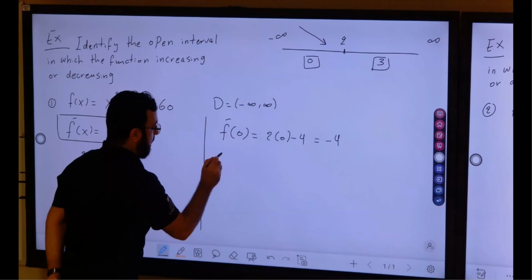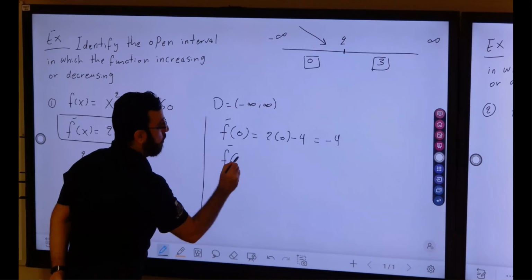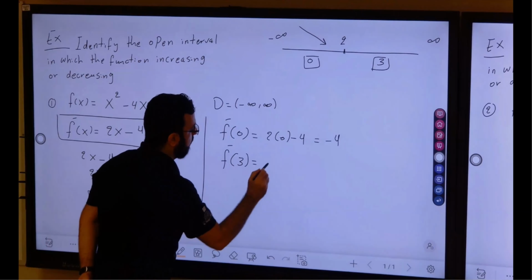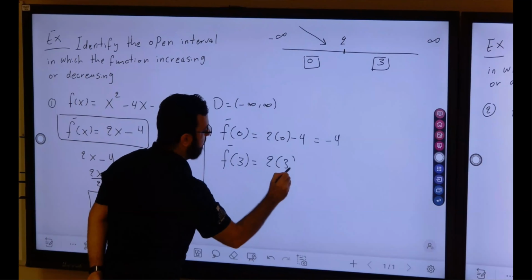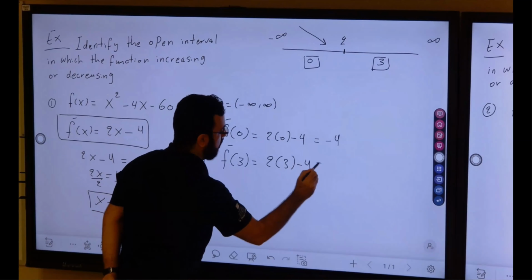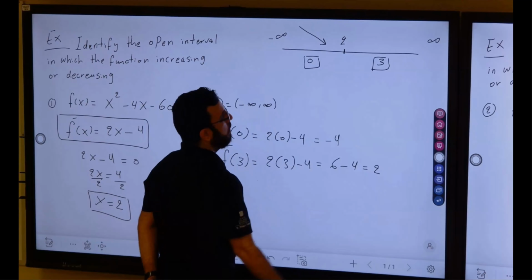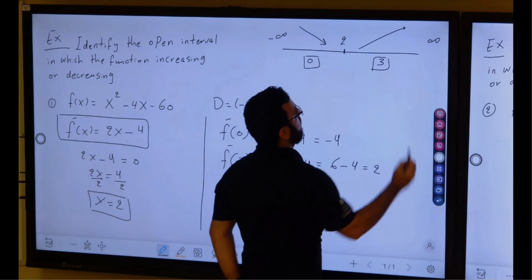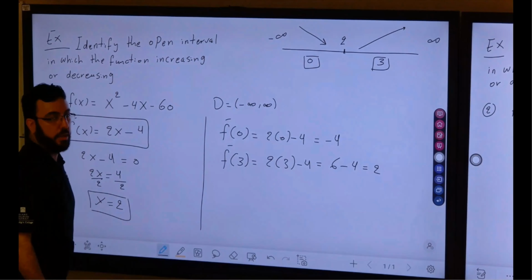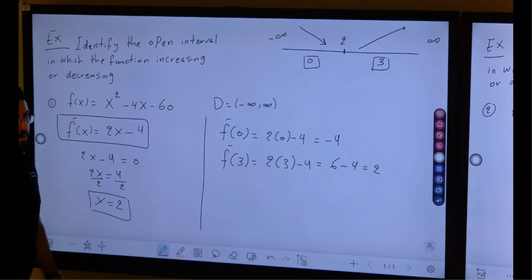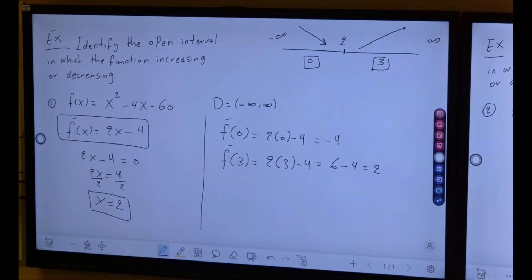Check the second number. It's the test, which is a 3. You can pick any number. 2 times 3 minus 4, which is equal to 6 minus 4, and equal to 2. That means on this side, the function is what? Increasing. Increasing. That's it.